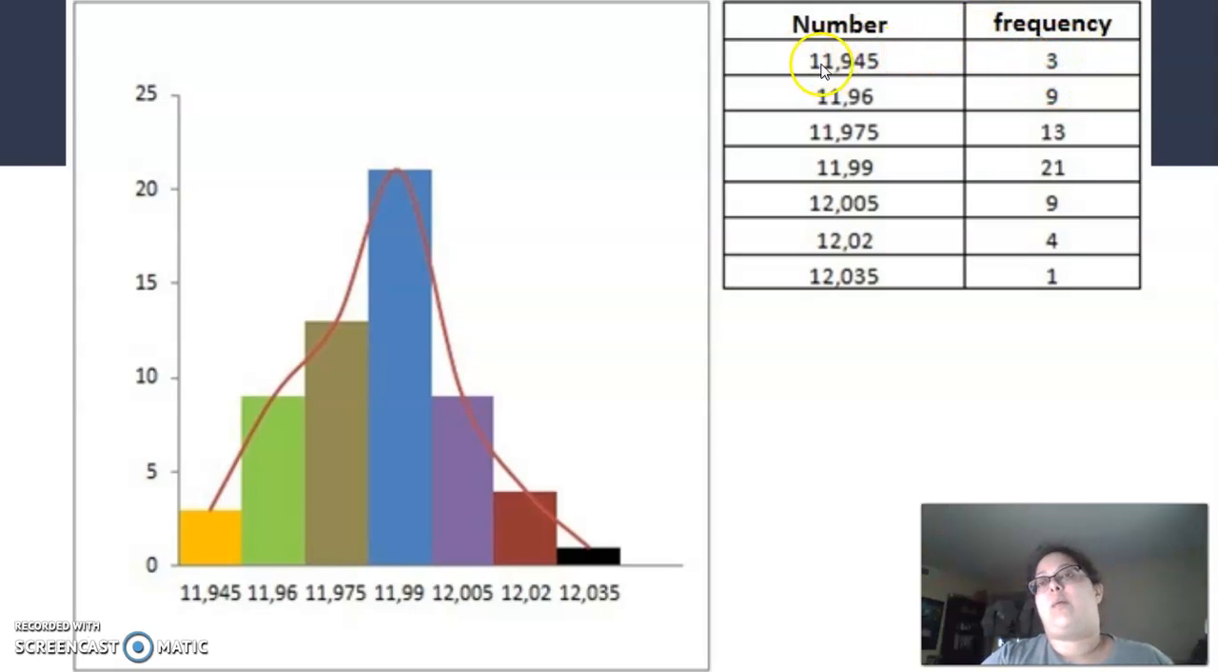So 11.945 showed up 3 times in the data set. That's why they have the frequency of 3. 11.96 showed up 9 times in the data set. 11.99 showed up 21 times in the data set. So basically what they did was they wrote down the number and then they wrote the number of times that value showed up in the data set. And that shows us the frequency.